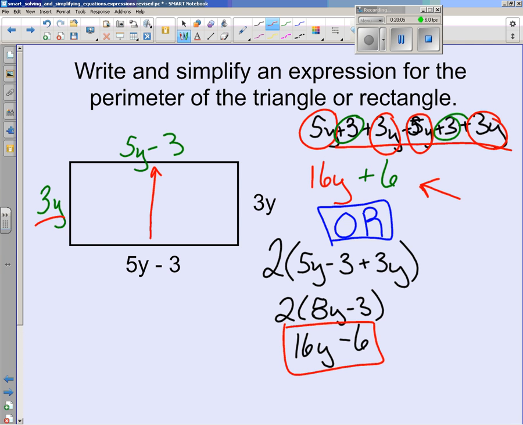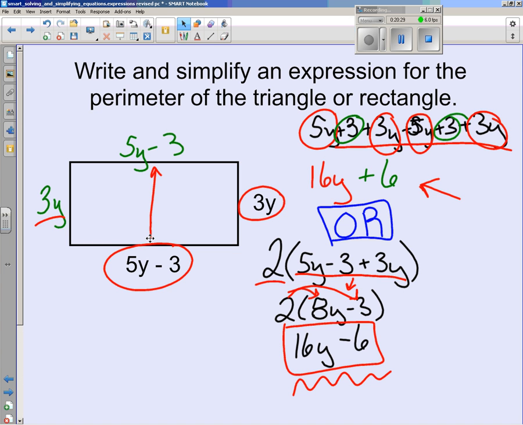Or you can know that the perimeter is the length plus the width, which I have represented right here, times 2. Look, there's my 2. I can then go in and simplify what's in my parentheses, end up with 8y minus 3, then distribute my 2, and take a look at that. I get the same answer. You can do it either way.